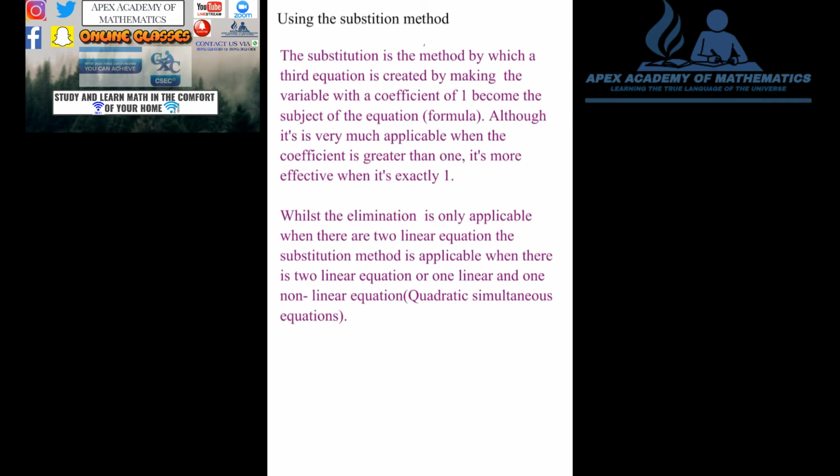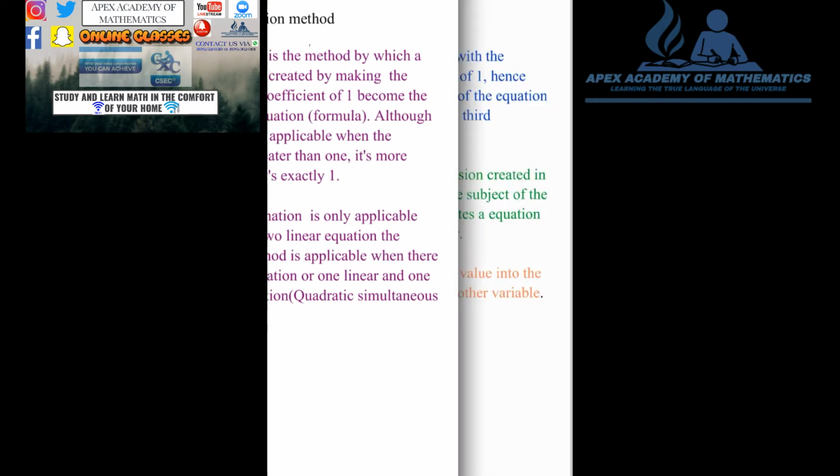All right, so substitution is a method by which a third equation is created, by making a variable with the coefficient of 1 the subject of the equation. Let's just read through this first and make sense of it. Although it is very much applicable when the coefficient is greater than 1, it is more effective when it's exactly 1.